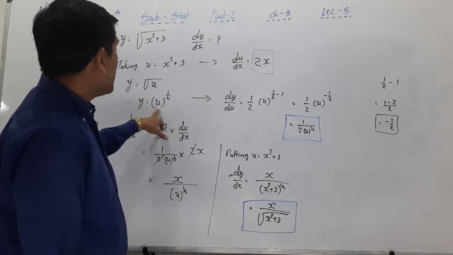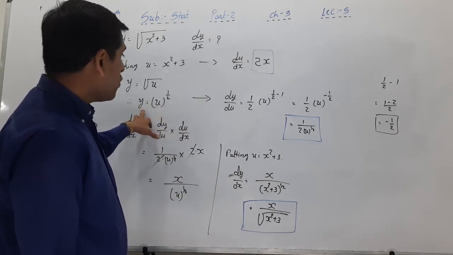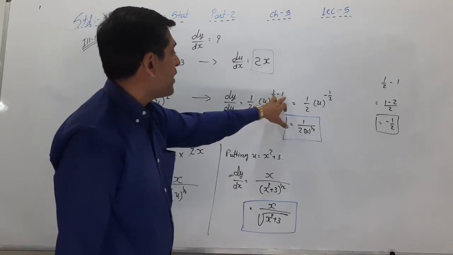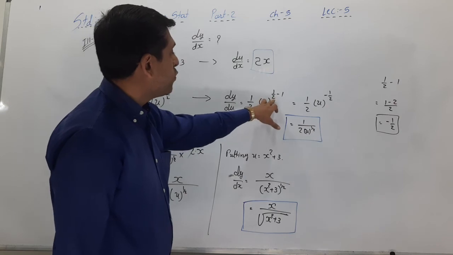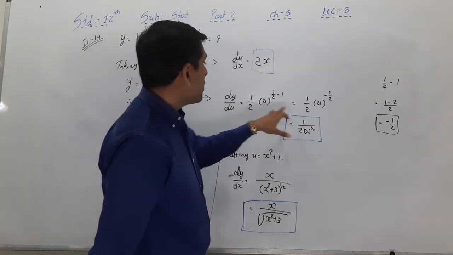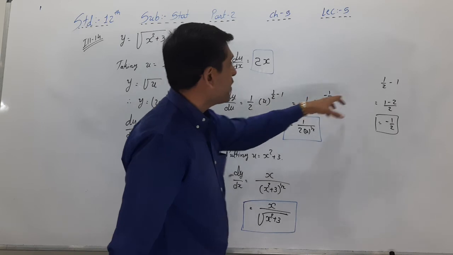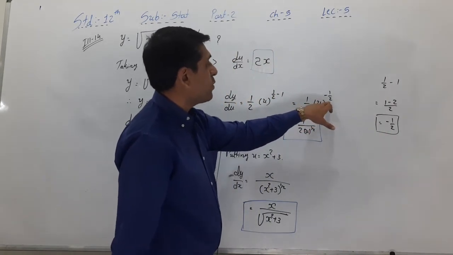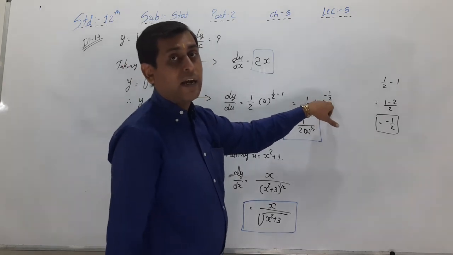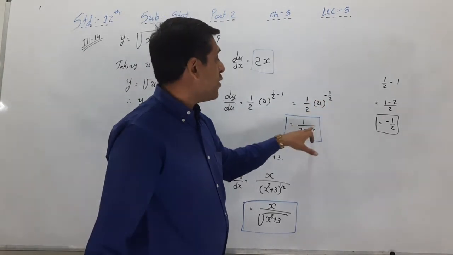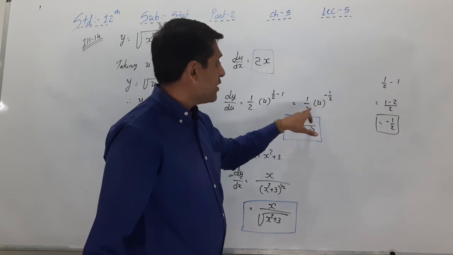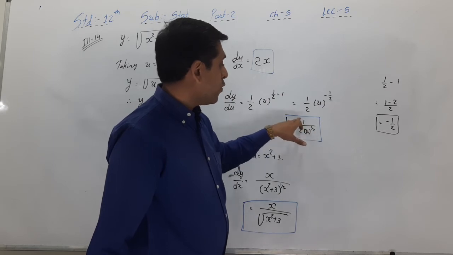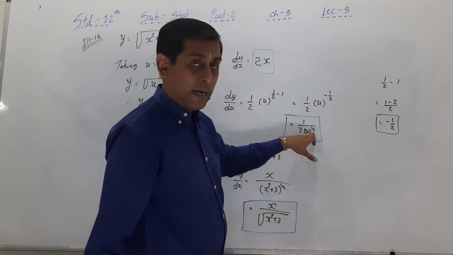Here, differentiation of y with respect to u, y is equal to u raised to 1 by 2, that is n into u raised to n minus 1, so 1 by 2 u raised to 1 by 2 minus 1, right? So 1 by 2 as it is, u raised to 1 by 2 minus 1, that is minus 1 by 2. 1 by 2 u raised to minus 1 by 2, and if there is a minus sign in the power, then we have to write it in the denominator. This is the rule. So 1 by 2 into u raised to 1 by 2 in the denominator.